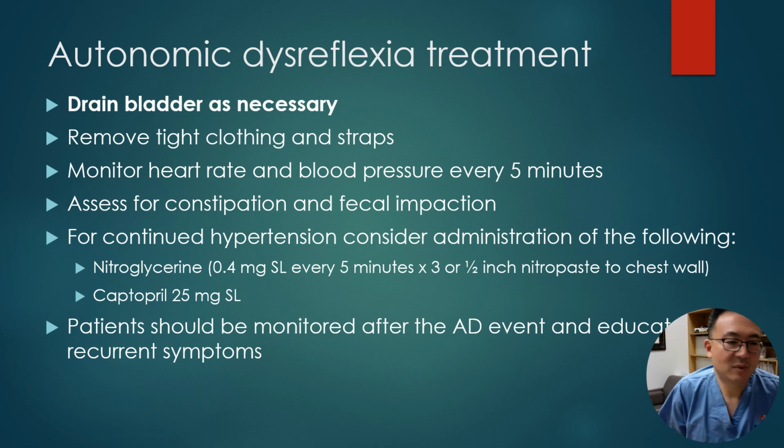So what is the treatment for autonomic dysreflexia? Well, oftentimes this may occur when we're doing things such as cystoscopy where the bladder is getting distended. The number one thing you should do is just stop and drain the bladder and remove the noxious stimuli. You also want to remove tight clothing and straps, monitor heart rate and blood pressure every 5 minutes, assess for constipation and fecal impaction. And if the patient doesn't improve with these conservative measures, then for continued hypertension, you have to consider giving either nitroglycerin sublingual, or you can consider captopril 25 milligrams sublingual. And patients should be monitored after the autonomic dysreflexia event and educated about recurrent symptoms.